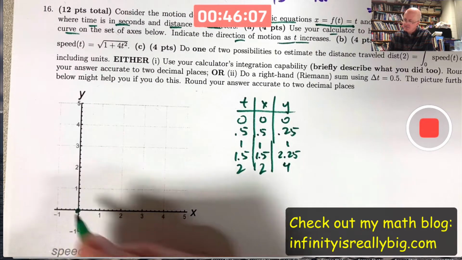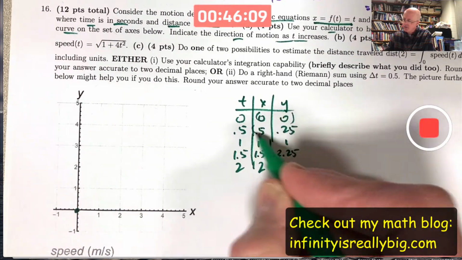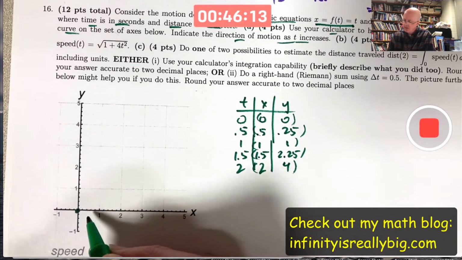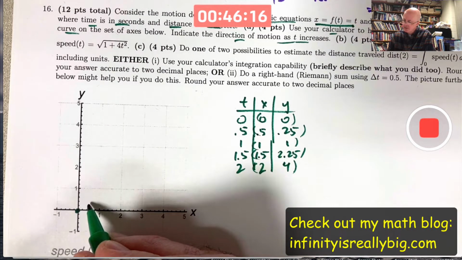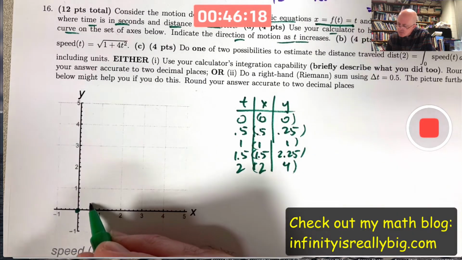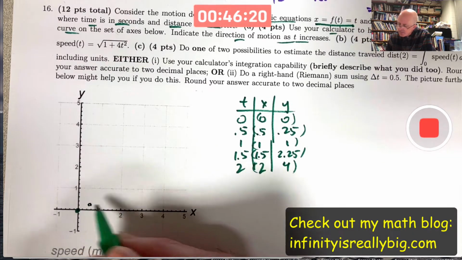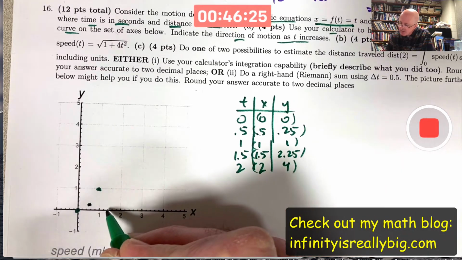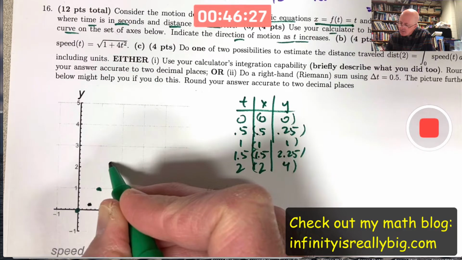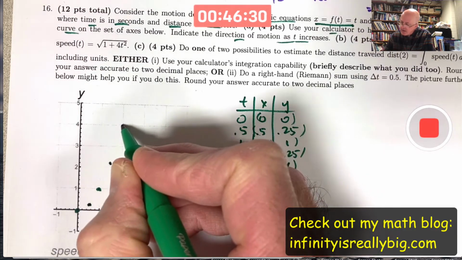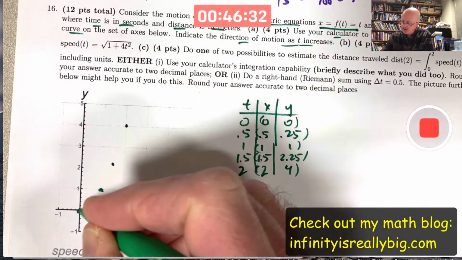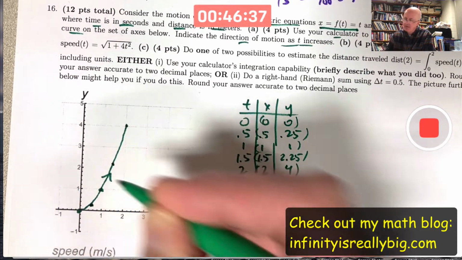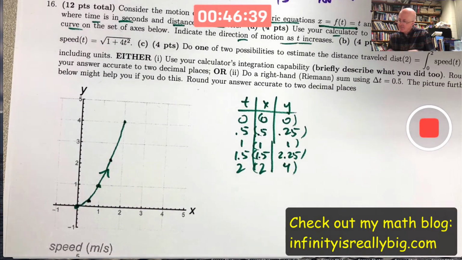Plot those points, the x and y coordinates. 0, 0. 0.5, 0.25 would be, what, about here or something? Oh, right about there. 1, 1. 1.5, 2.25, right around here. And 2, 4. And you're going in this direction as t increases. So if I draw this, I'd want to draw an arrow on top of it. Okay?